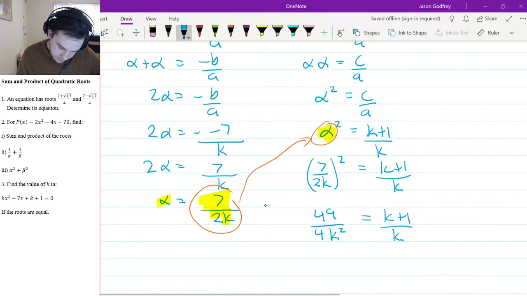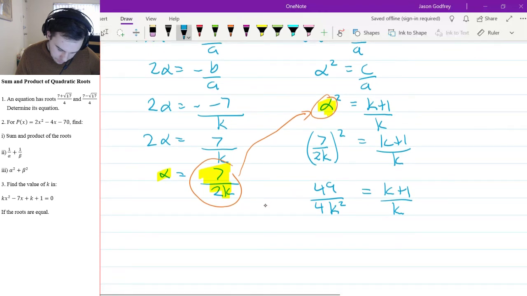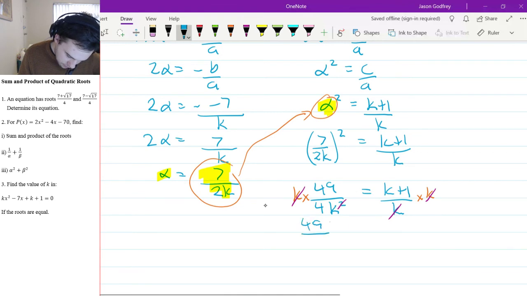Okay. Now here, there's a few ways you could go from here. I'd notice that I've got a k in both of my denominators, so I'd times this side by k. If I times this side by k, I've got to times this one by k, and that means 1k over k will divide out, and k and one of those k's will divide out. So you've got 49 on 4k equals k plus 1.